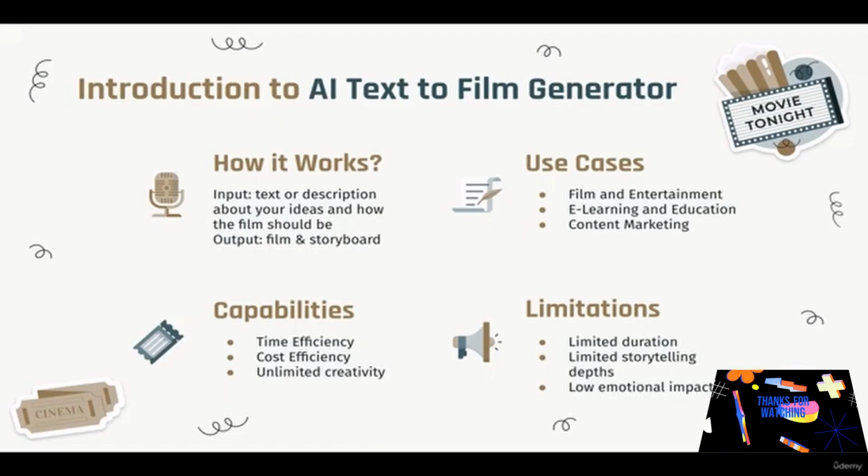And the third one here is content marketing. AI text-to-film generators can be used to create engaging video content for marketing purposes. Marketers can transform blog posts, articles, or product descriptions into visually appealing videos to enhance audience engagement, right?